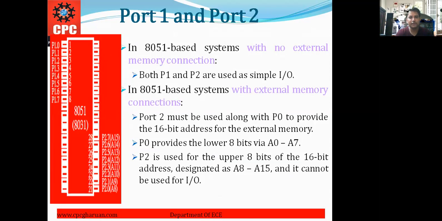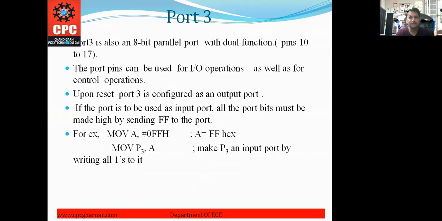Next are port 1 and port 2. In an 8051 based system with no external memory connection, both P1 and P2 are used as simple input-output ports. In an 8051 based system with external memory connections, port 2 must be used along with P0 to provide the 16-bit address for the external memory. Port 0 provides the lower 8 bits via A0 to A7, and port 2 is used for the upper 8 bits, A8 to A15.